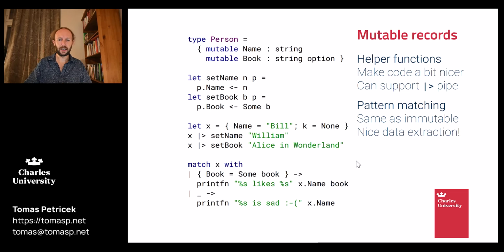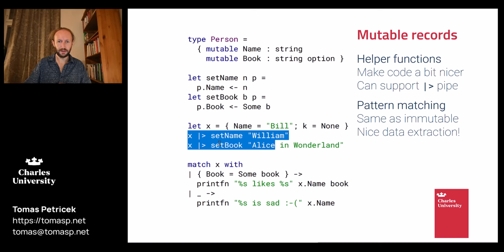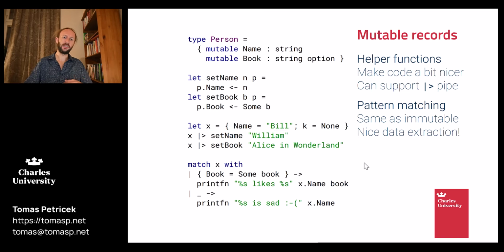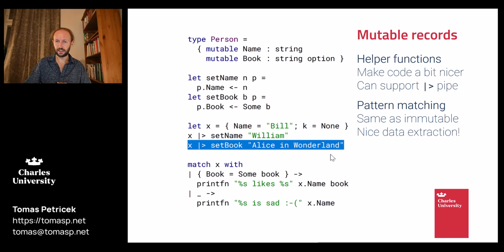And if I then have a record, for example, here I have a record with a name and a book, then I can call setName and setBook, and this will change the respective properties of the record. The assignment operation returns unit, and so this is an expression that returns a unit, and we can ignore whatever we get back as a result.